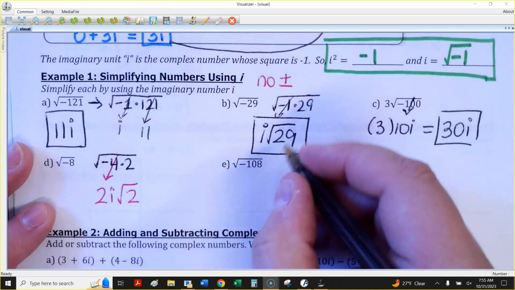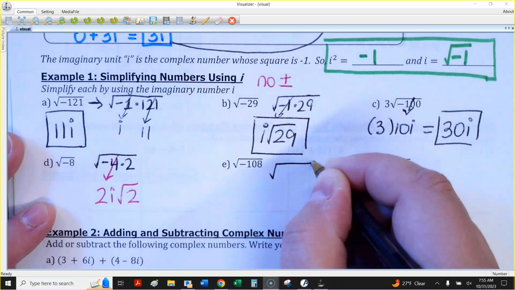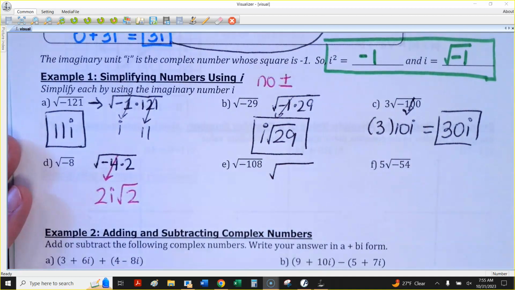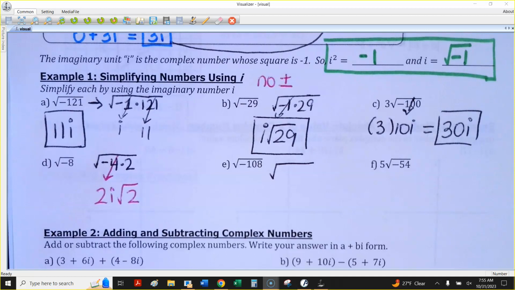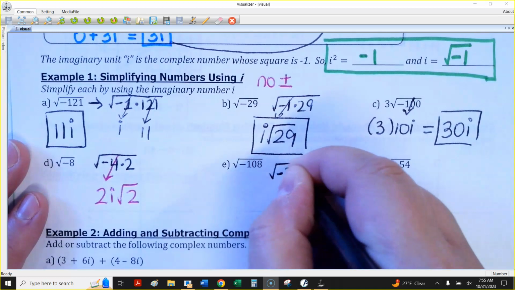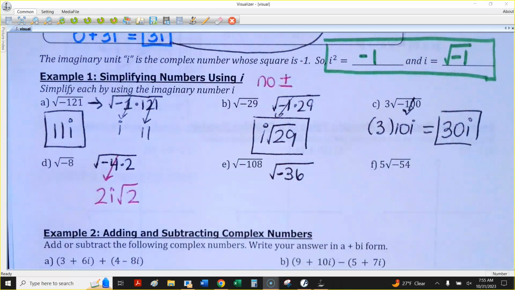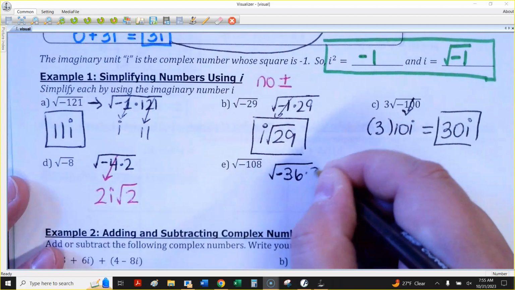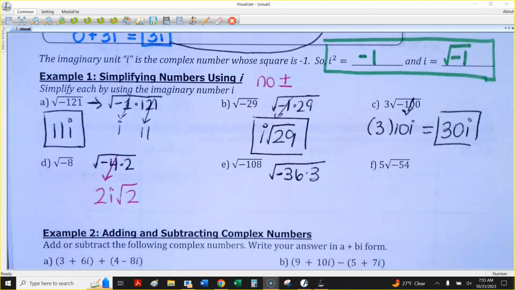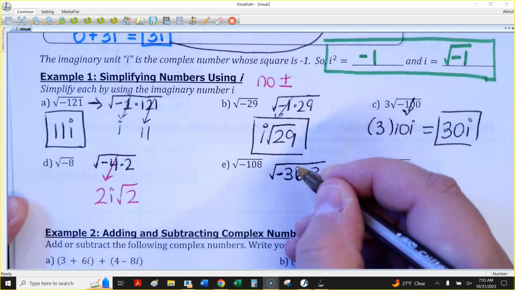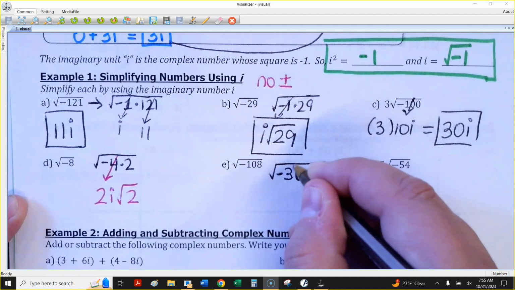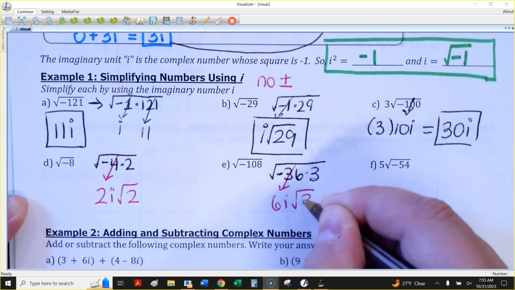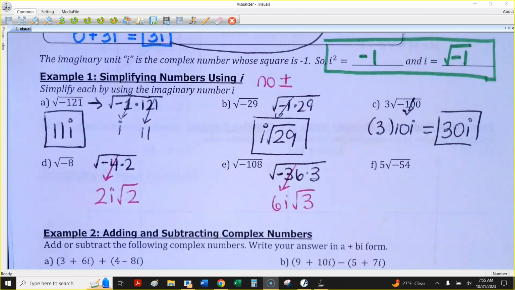Let me think about this for a second. Anybody know the biggest perfect square that would go into 108? I think it's 36 for sure. Okay, so I'm just going to rewrite this real quick. Or you can use a factor tree here. You're just going to make sure you take an i out with your answer. That's all you have to do. But this is 36 times 3. So negative 36 would be a perfect square in imaginary land. So what would the square root of negative 36 be? 6i. So all you're going to do, 6i comes out in front, the 3 stays underneath. The whole goal there is to simplify the radical. You don't want a negative left under that square root.